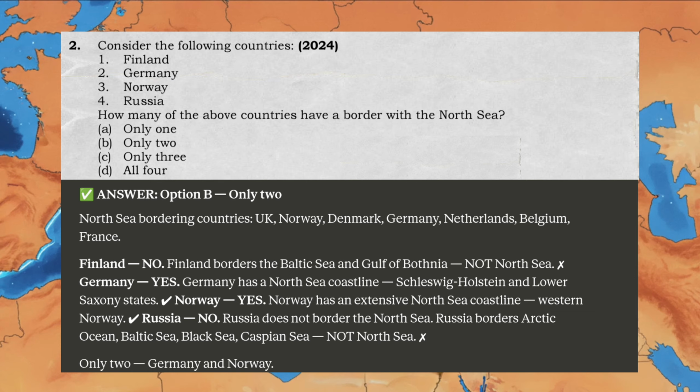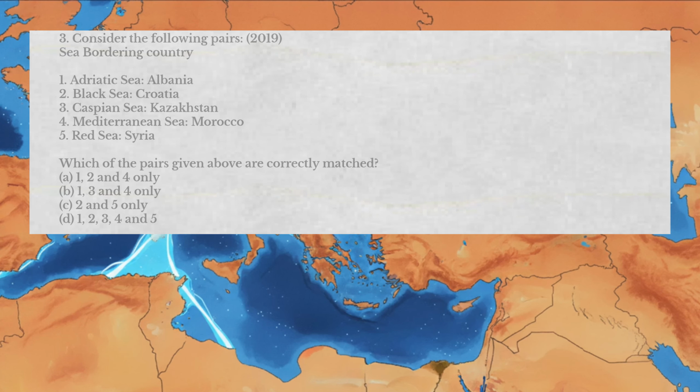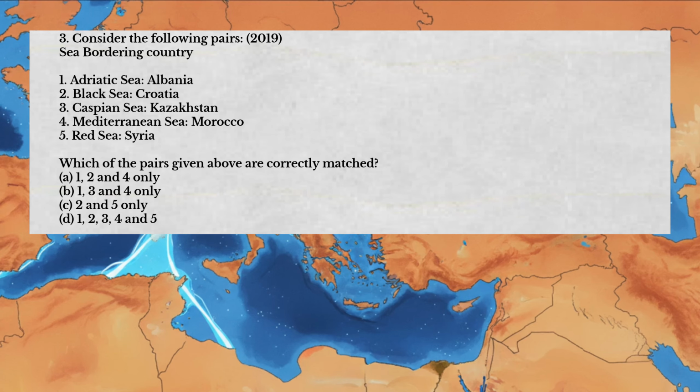Russia, no. Russia does not border the North Sea. Russia borders Arctic Ocean, Baltic Sea, Black Sea, Caspian Sea, not North Sea. Only 2, Germany and Norway. Answer B. Question 3, UPSC Prelims 2019.